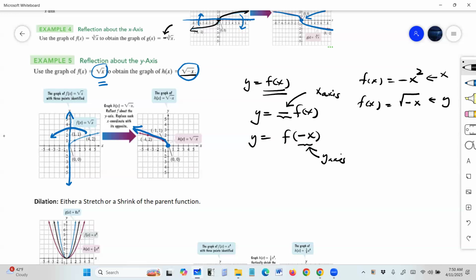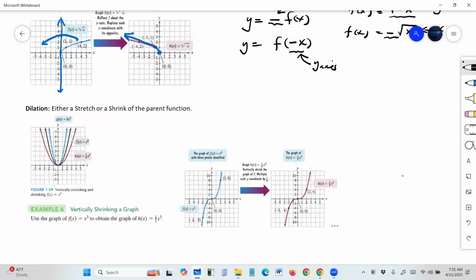Just for comparison purposes, a reflection on the x would be this. Your textbook probably should have used two identical functions so that you could see. So this is a reflection on the x because the minus is outside. This is a reflection on the y because the minus is inside of the function. All right, so these are the two reflections on the x and on the y.